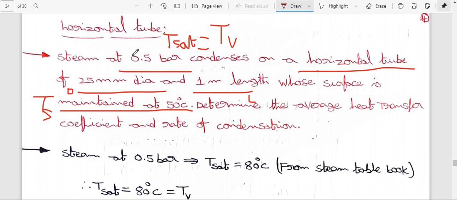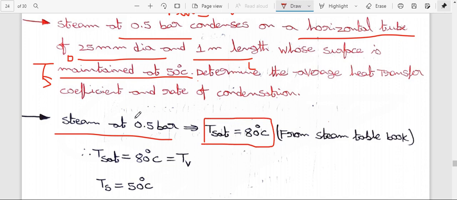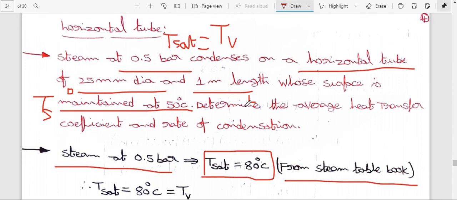We have to take steam at 0.5 bar value from the steam table data book. So here steam at 0.5 bar, the saturation temperature is 80 degrees. At 0.5 bar means 80 degrees temperature. We have to take it from the steam table data book. I don't have the steam table data book, but I know the 0.5 bar saturation temperature is equal to 80 degrees. In case a steam table book is available with you, verify whether steam at 0.5 bar is saturated at 80 degrees or not.